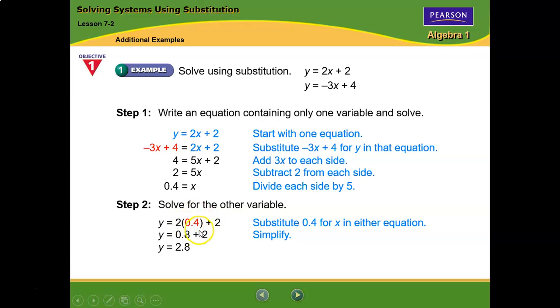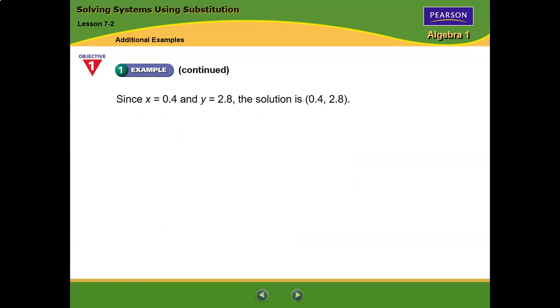Now just follow the order of operations. 2 times 0.4 is 0.8, and 0.8 plus 2 is 2.8. We just found the y-coordinate, which was the second half of our answer. So we believe right now that the answer is 0.4, which is the x-coordinate, and 2.8, which is the y-coordinate. But just like in lesson 1, we have to check our solutions to make sure that it does work, and it has to check in both equations.